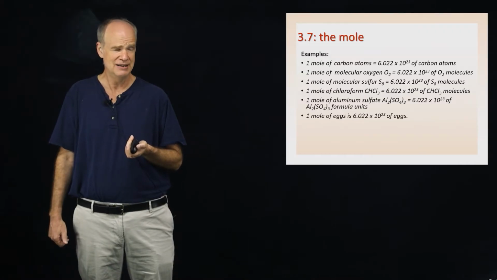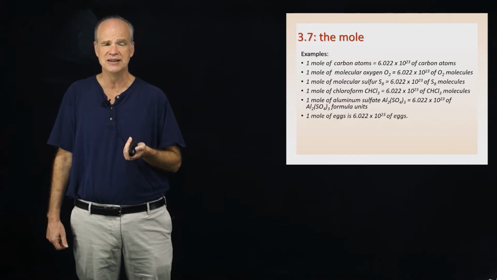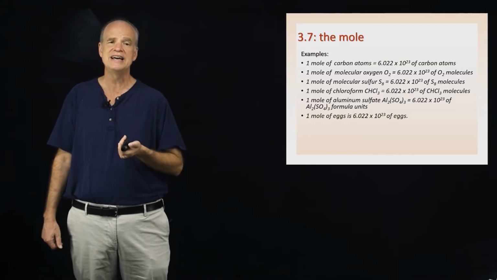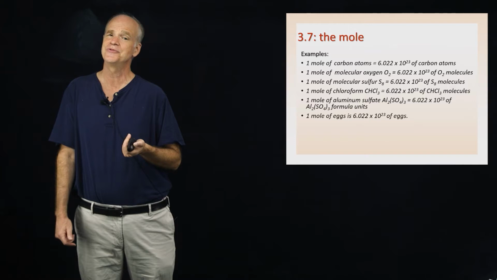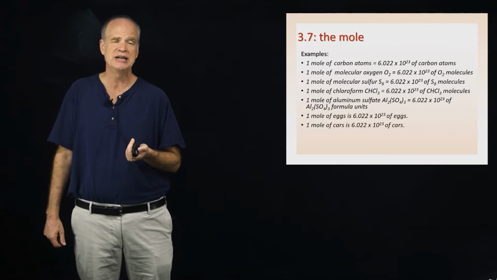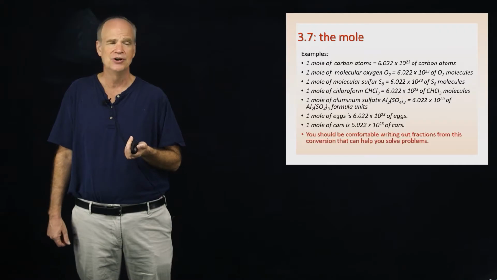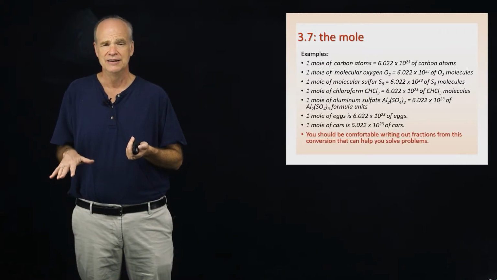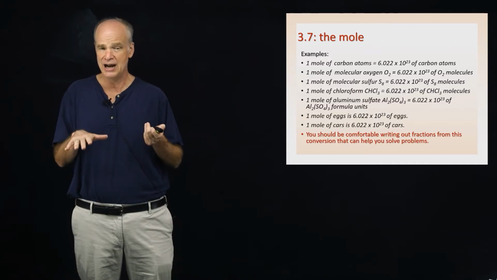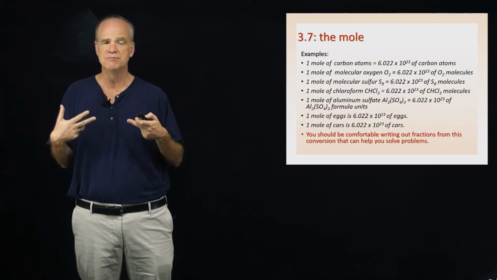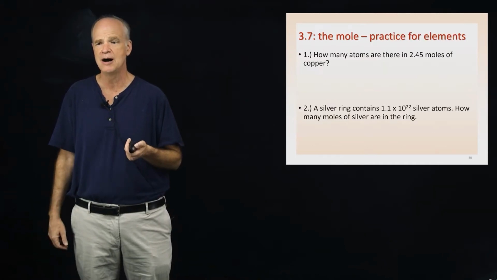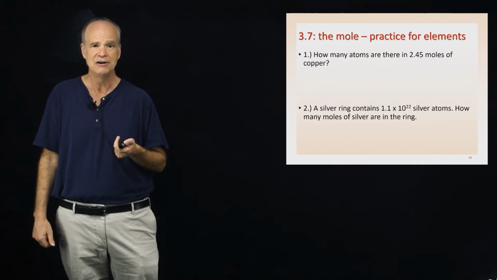So again, when I was telling you that 1 mole of anything is 6.022 times 10 to the 23 of that anything, for example, 1 mole of eggs is 6.022 times 10 to the 23 eggs. 1 mole of cars is 6.022 times 10 to the 23 cars. So I'm hoping, and we'll get practical with this in just a minute, that you can write relationships between mole and 6.022 times 10 to the 23 in some fractions to help you solve problems. And I'll get to that right now.